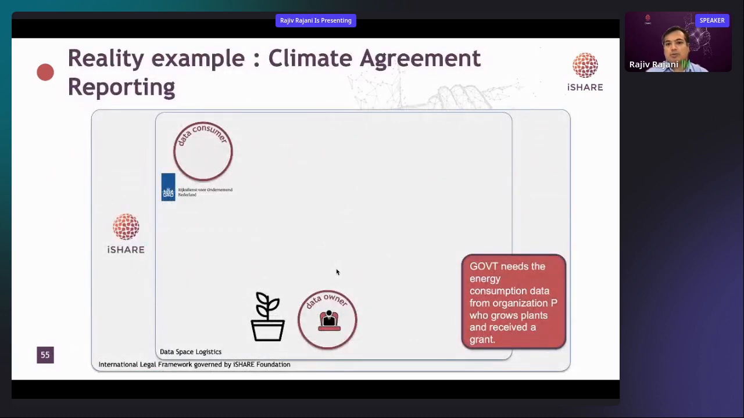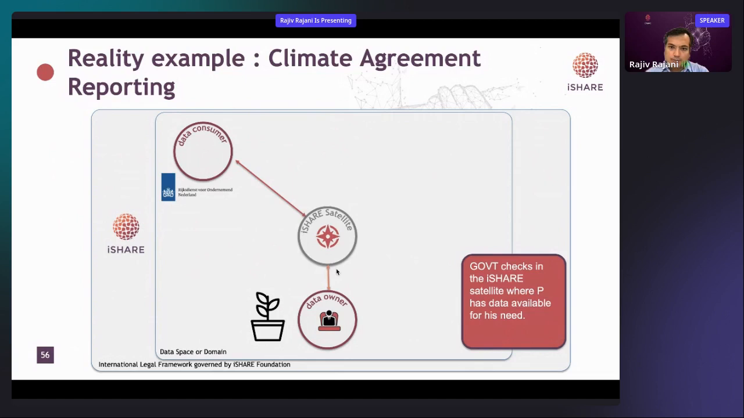So climate agreement reporting, there is a data owner. Data owner is basically organizations like companies, businesses. Of course, you have offices, and you have energy consumption, and your government wants to know your energy consumption in your office basically, so that it can better determine what steps to take in order to meet the climate goals that we have, right? So in this case, the data owner is the business who has the property either owned or rented, it doesn't matter. And the data consumer is the government organization or unit, basically, which is responsible for collecting this kind of information.